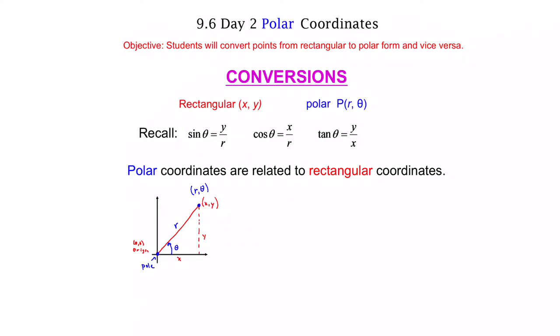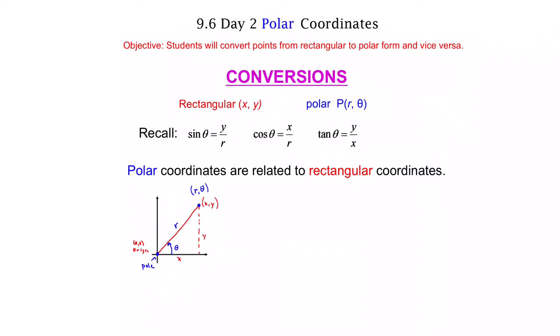So recall, if I have sine of theta, I want to know what the ratio of sine of theta is. That is opposite over hypotenuse. So that would represent the y over r ratio. For cosine, it would be adjacent over hypotenuse, which is x over r. And tangent of theta is opposite over adjacent, which is y over x. So those are things that we've talked about in terms of our trig functions and their ratios.